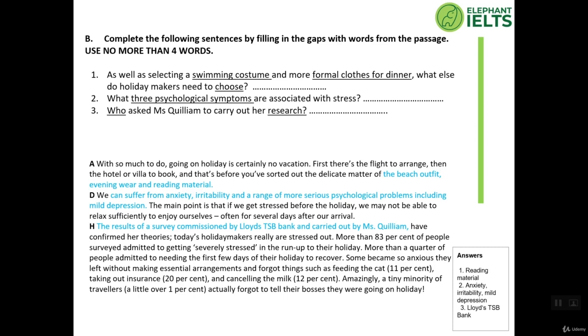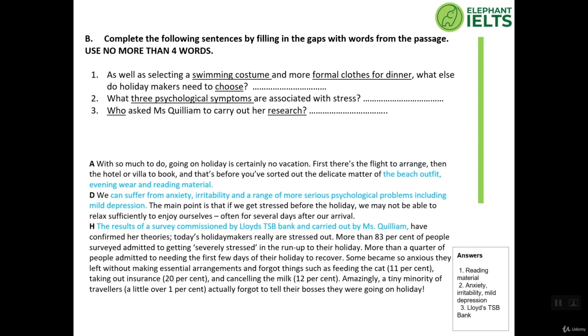Immediately, I see words which are synonyms for psychological symptoms, and there are 3 together. So I know that these words are my answer: anxiety, irritability, and mild depression. You see, I only write single words, not a whole sentence, because this is a short answer question, and I must keep within the word limit. So I put 4 words here: anxiety, irritability, mild depression.